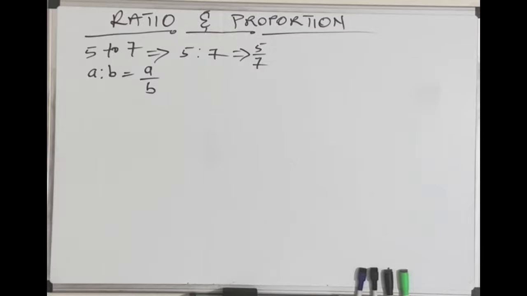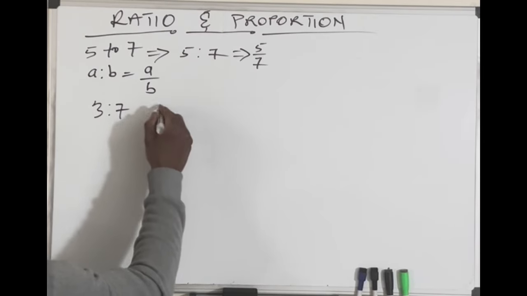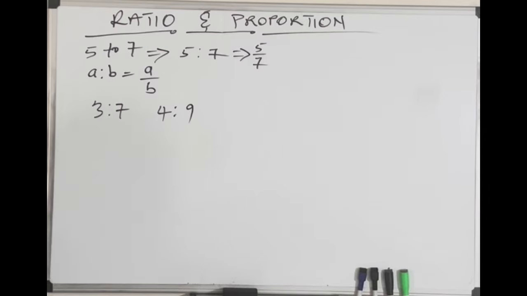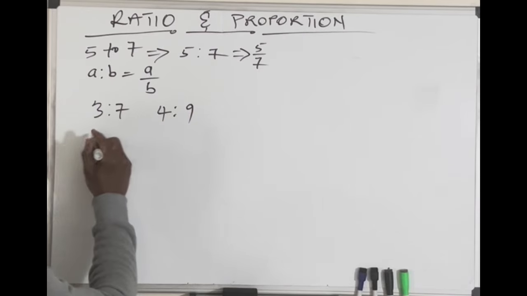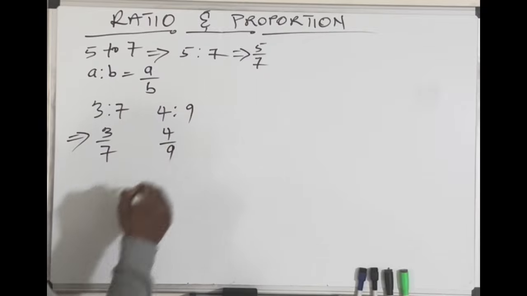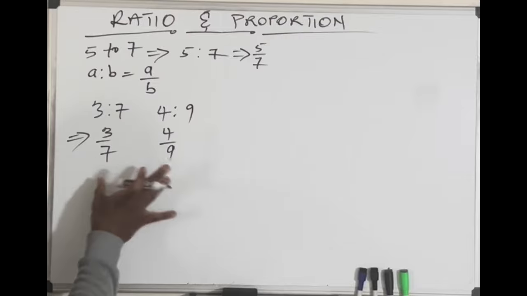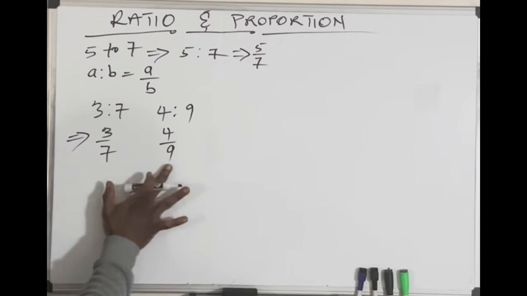To compare two or more ratios, you can rewrite them as common fractions with a common denominator. For example, to compare 3 is to 7 and 4 is to 9. We are told to compare this. You need to just change them to fractions, okay? So we have 3 over 7 and 4 over 9. Still, we can't compare them because they have different denominators.